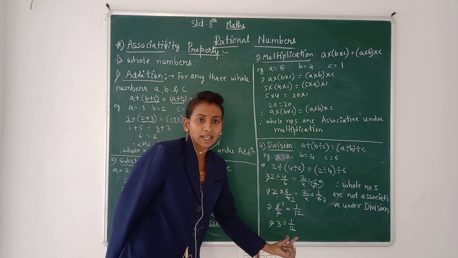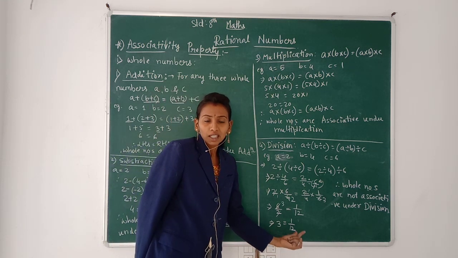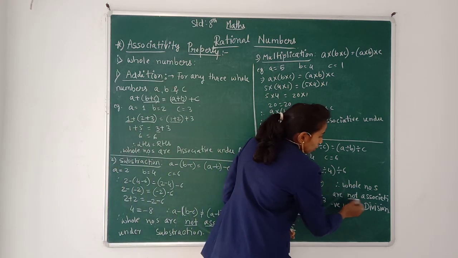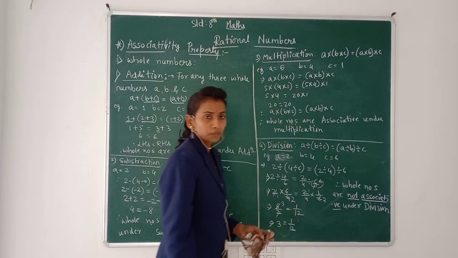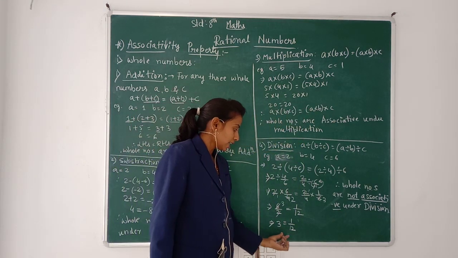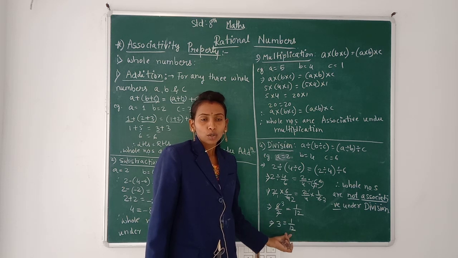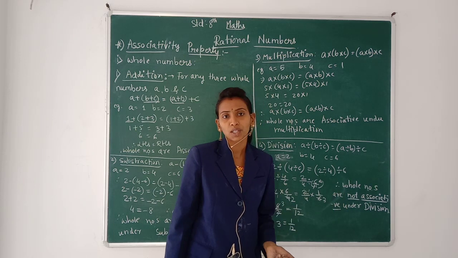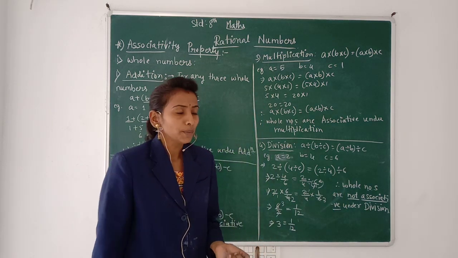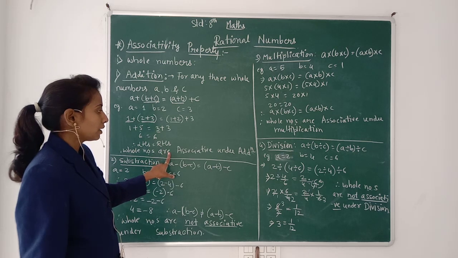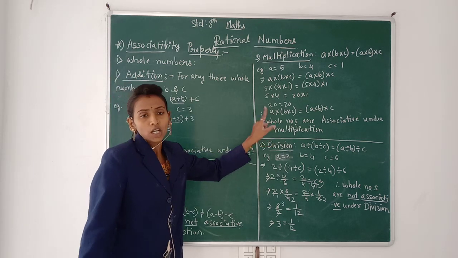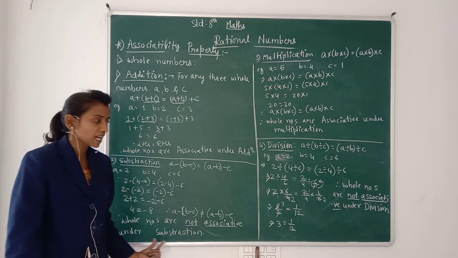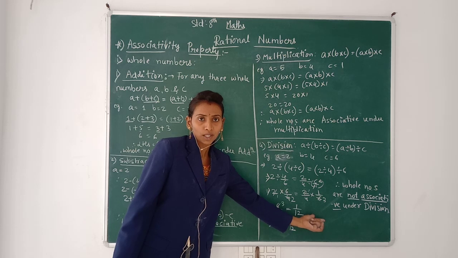See here, both LHS and RHS are not equal. Then we conclude that whole numbers are not associative under division. Here LHS is 3 and RHS is 1 by 12, so both are not equal. Then we will say that whole numbers are not associative under division. So see, whole numbers are associative under addition and multiplication, but not associative under subtraction and division. Okay students, thank you.